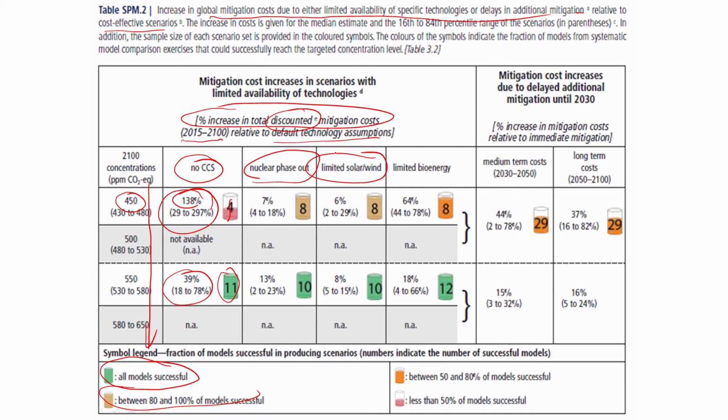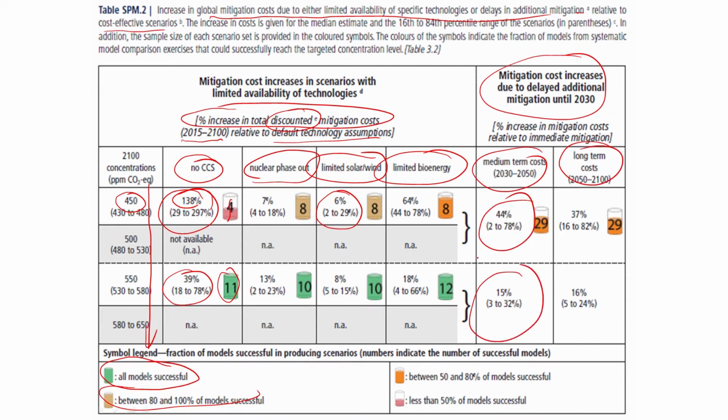Limited solar and wind. So, if you do not implement enough solar and wind, then you are going to have mitigation cost increase with respect to availability of technologies. Limited bioenergy, and these are mitigation cost increases due to delayed additional mitigation until 2030. So, medium term costs and long term costs, you can see that if you allow for higher emissions, you are going to have lower increases in costs, but if you want reasonable emissions and reasonable warming limits, then obviously the costs are going to be higher.